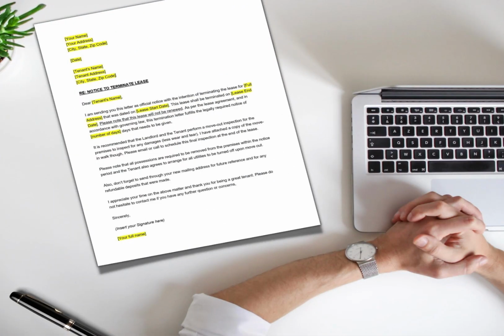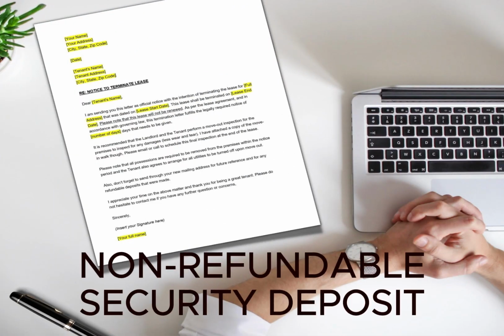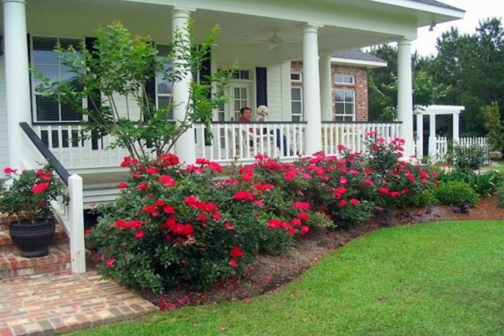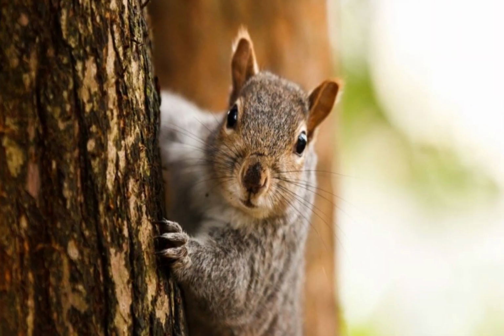And the last essential lease clause I swear by is non-refundable security deposit clause. I once had a tenant rent my place sight unseen. In retrospect, this was a terrible idea for both parties. My tenant immediately complained about the color of the front door, the rose bushes in my front yard, and the very scary squirrels in the backyard. She was a very unhappy camper, and so was I. Never again will I rent my place sight unseen.